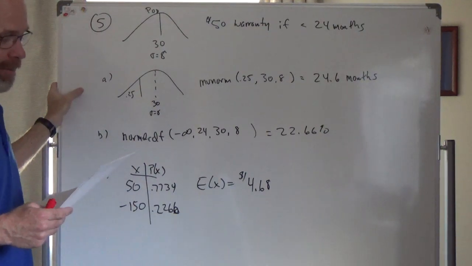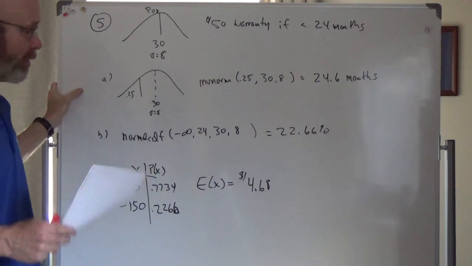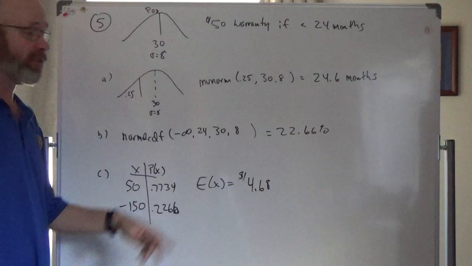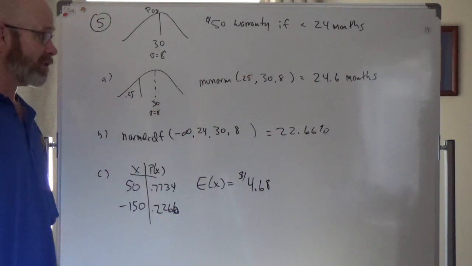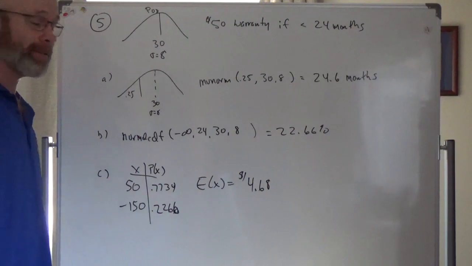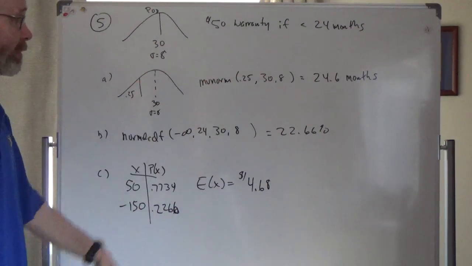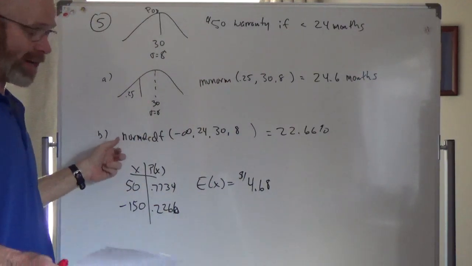First question says, how many months from the date of purchase is it expected that 25% of the batteries will no longer work? So here's a little picture. We want to know that number right there. So it's just an inverse norm of 25%, the mean of 30, standard deviation of 8, just 24.6 months. So a quarter of them last 24.6 months or less. So your cutoff is going to be somewhere in here, right? Which we're going to find out right here.